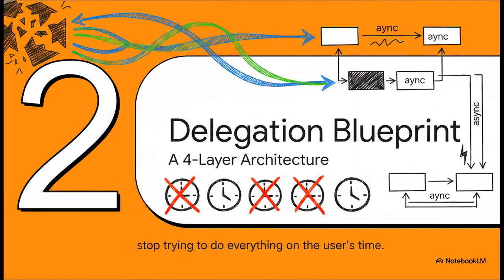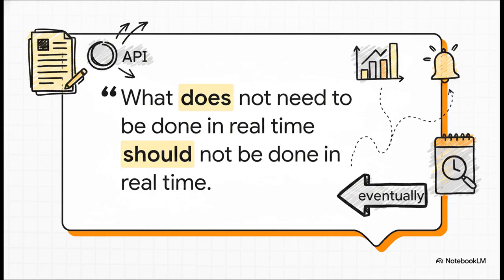That brings us to part 2, the delegation blueprint. To convert those catastrophic failures into gracefully degraded experiences, we need a complete architectural pivot. We have to stop trying to do everything on the user's time. What does not need to be done in real time should not be done in real time. Honestly, if you take one thing away from this explainer, make it this mantra.